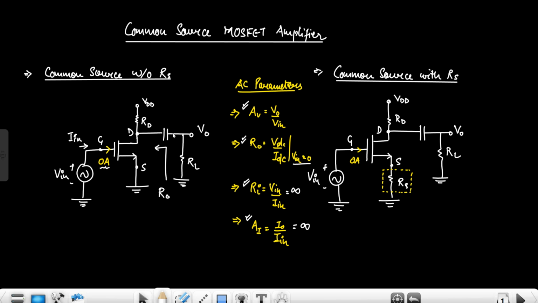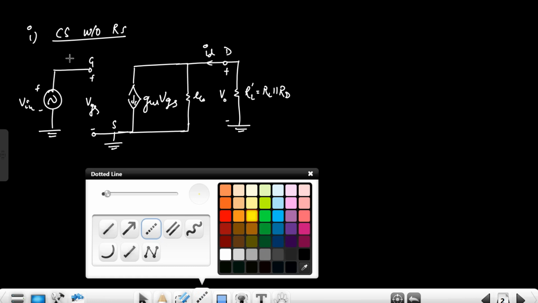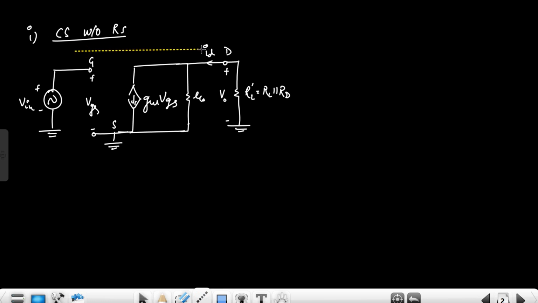The capacitor will be short circuited, and the supply VDD will be connected to ground. So both these resistors will be in parallel, giving RL dash, the parallel combination of RL and RD. The voltage across it is V0, and the current flowing through the drain terminal is ID. This is the internal AC equivalent circuit of the MOSFET, which is common for all configurations.